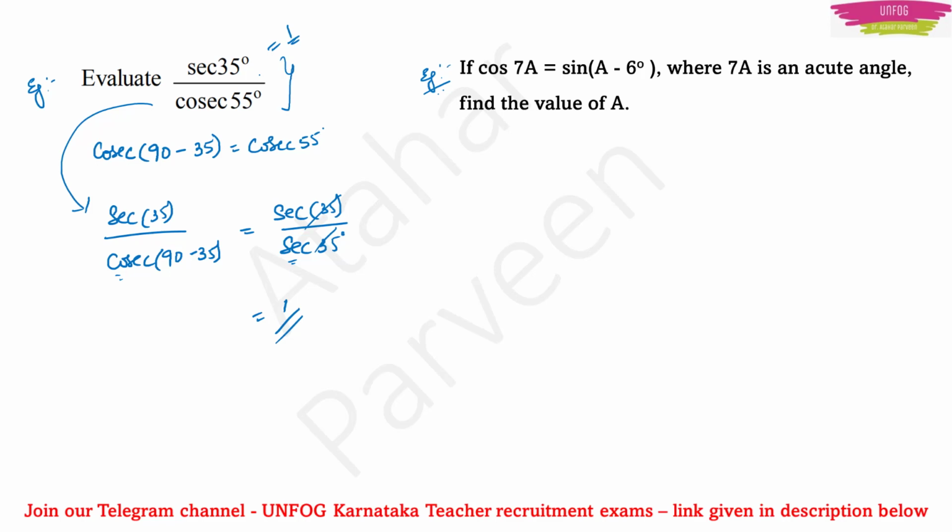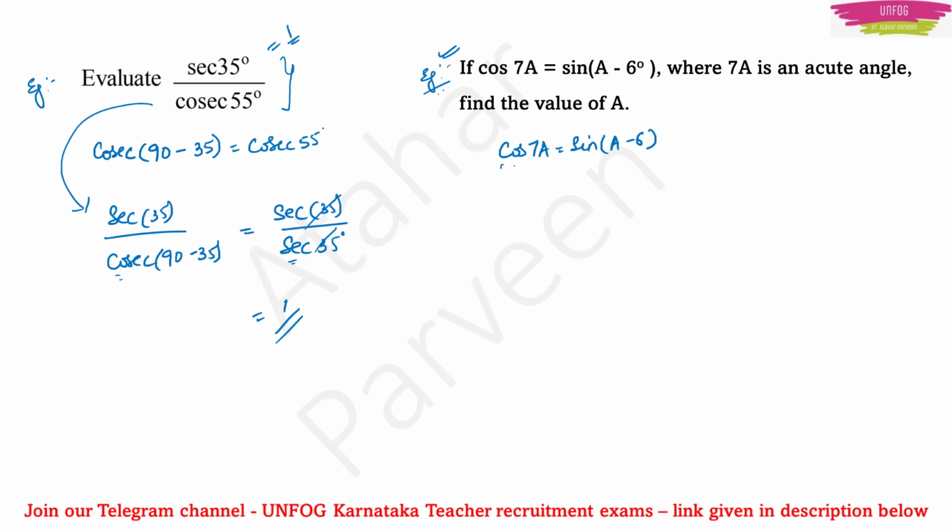Like that only, I have another problem. This one. Here they are telling cos 7a is equal to sine of a minus 6, where 7a is an acute angle, and I have to find the value of a. Very simple. Cos 7a is equal to sine of a minus 6.